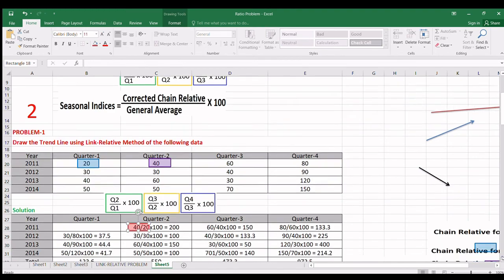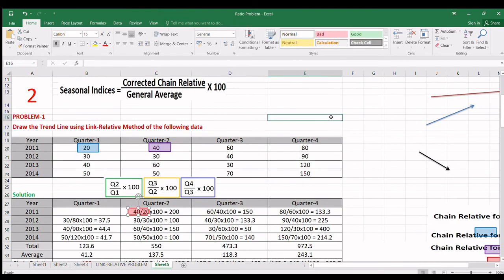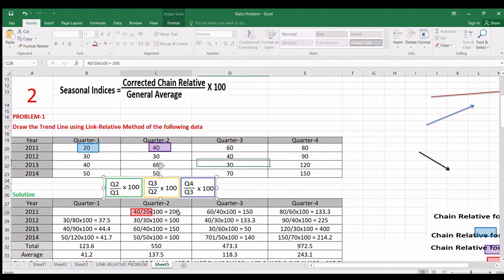So as you can see, I have taken this shape here. My current seasonal figure is 40. This 40 divided by 20, into 100. So 40 divided by 20 into 100, the value is 200.